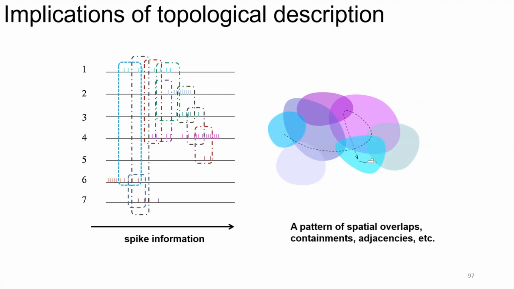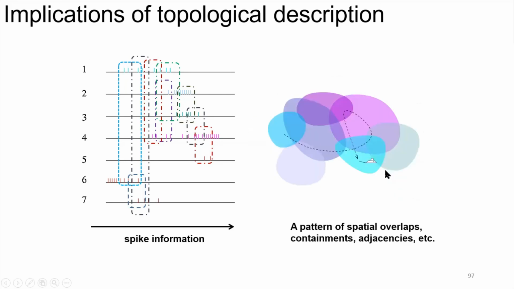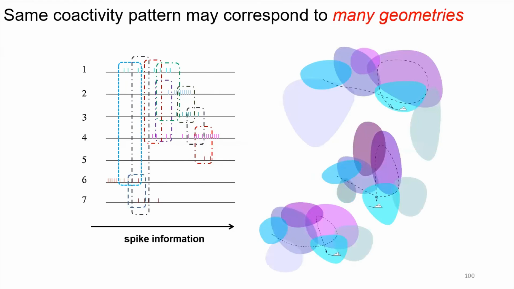An interesting thing to notice is that if you are given a particular pattern of overlap here, you can actually build maps of different shapes, right? I give you this part on the left side of the screen, a pattern of coactivity. What does it correspond to here? It can be this, it can be this, it can be this, different shapes.